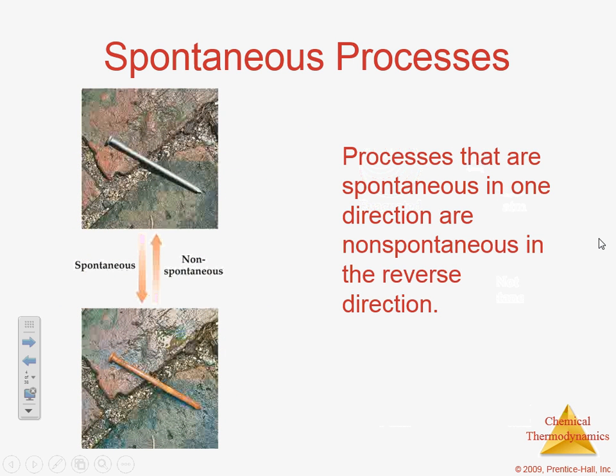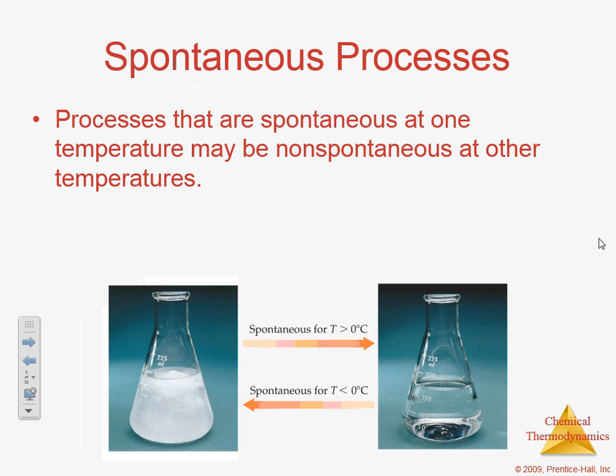A nail getting rusted when it gets wet is a spontaneous process. If we go in the reverse direction, that is what we call a non-spontaneous process. Processes that are spontaneous at one temperature may be non-spontaneous at another. For example, ice melting. Ice melting is very spontaneous when the temperature is greater than 0 degrees Celsius. However, if it's less than 0 degrees Celsius, that would be a non-spontaneous process.